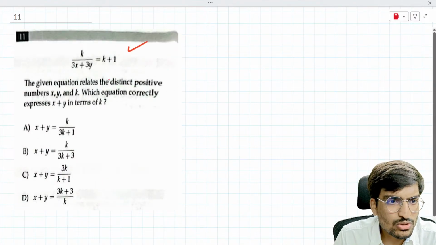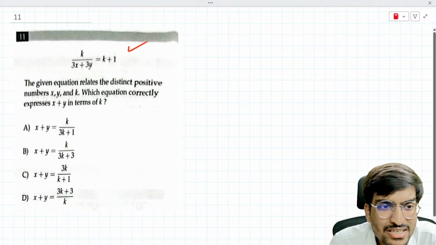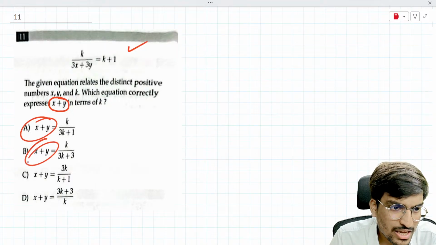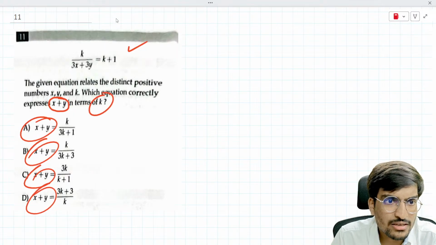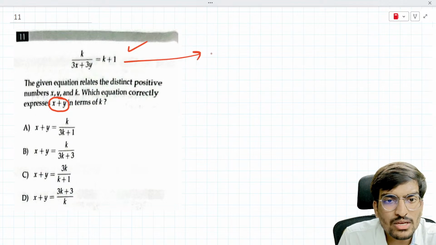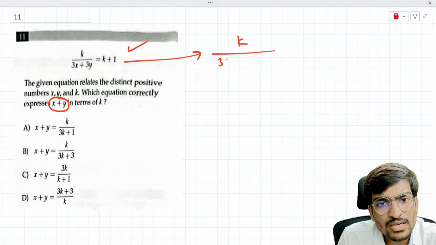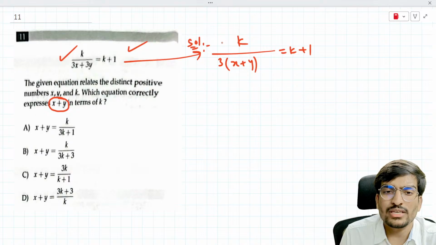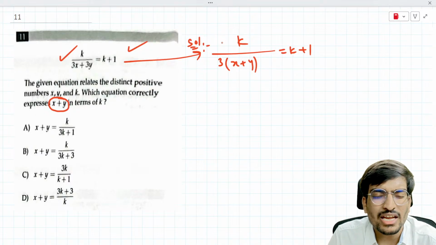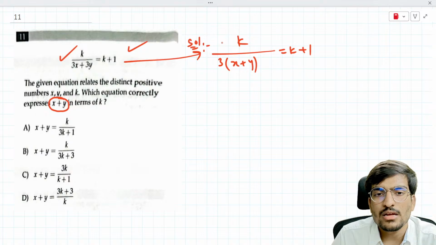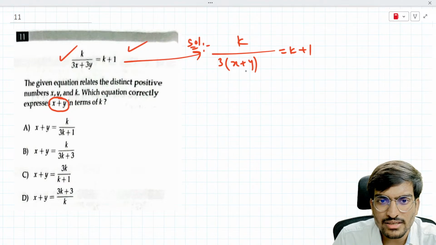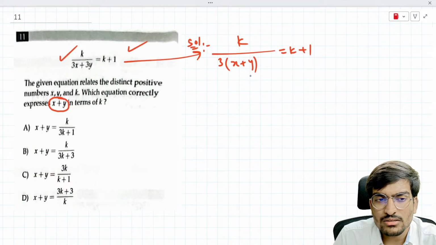So same story, but you see here, which equation correctly expresses x plus y? You can see x plus y in terms of k. So how can you get x plus y from the given equation? You see the denominator, if we take 3 common, you will get x plus y. So that's how you can get the value of x plus y. There will be some clue in SAT. They won't give you very long and time consuming questions, very few they'll ask. 95% of the questions are easy and tricky. You have to get that tricky thing, what they are trying to twist, and think a lot.